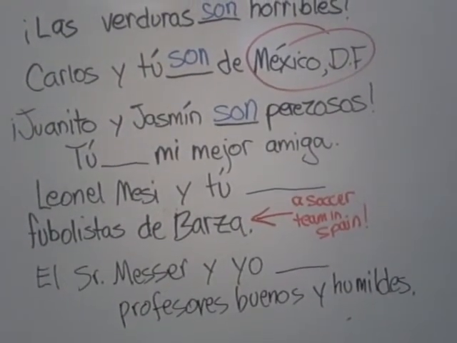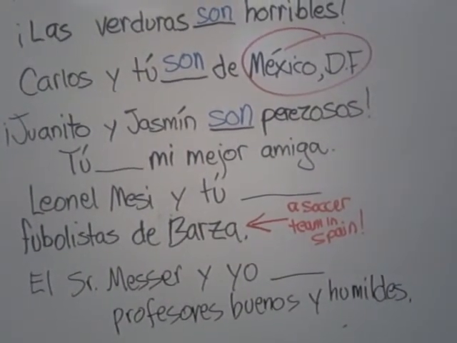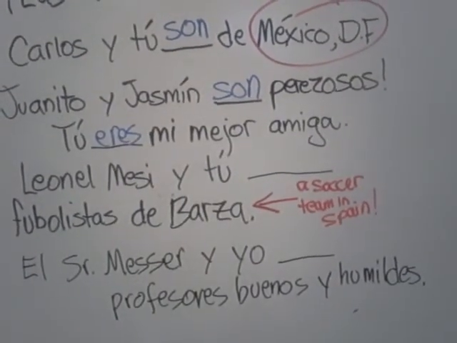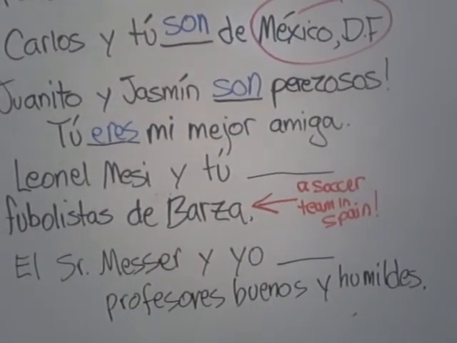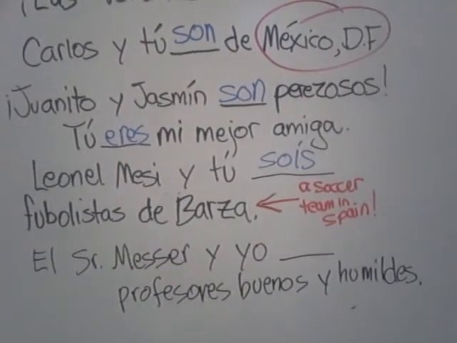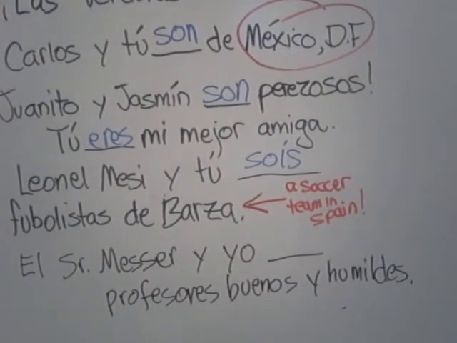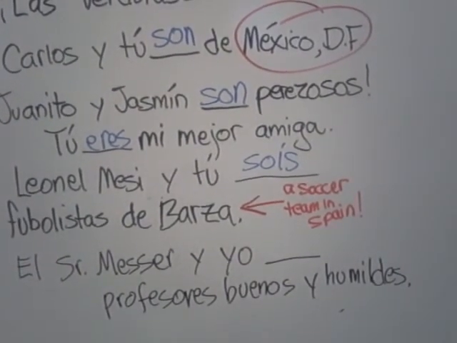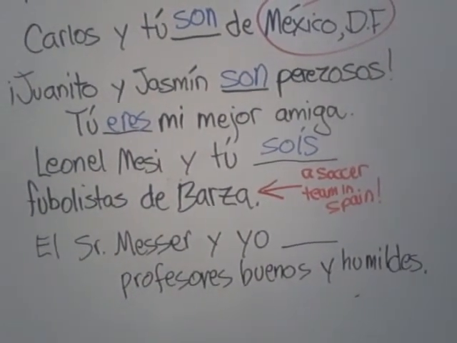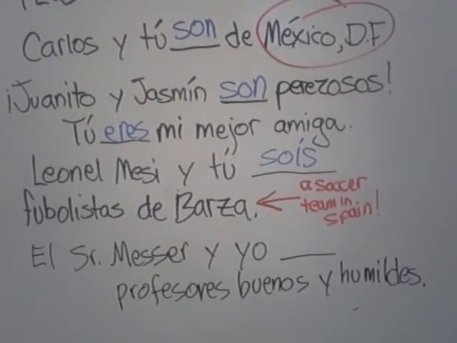Juanito y Jasmin son perezosos. Little John and Jasmine are very lazy. Tú eres mi mejor amiga. You are my best friend. Here's the tricky one. Lionel Messi, tú sois futbolistas de Barça. We use sois because they're in Spain. Can't use son for this one. I told you, it's in Spain.